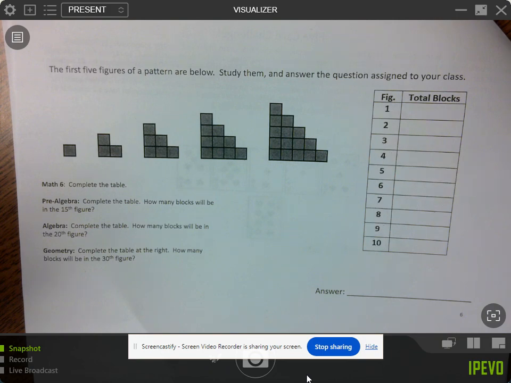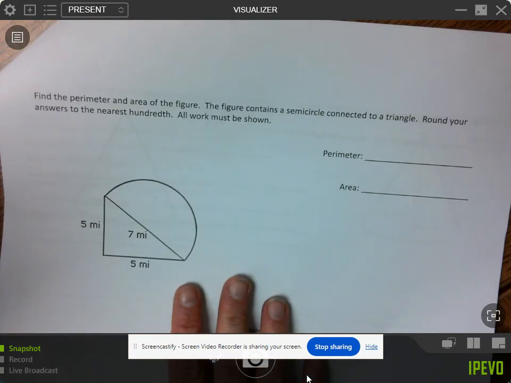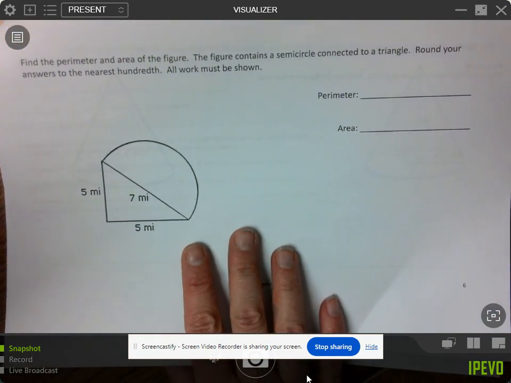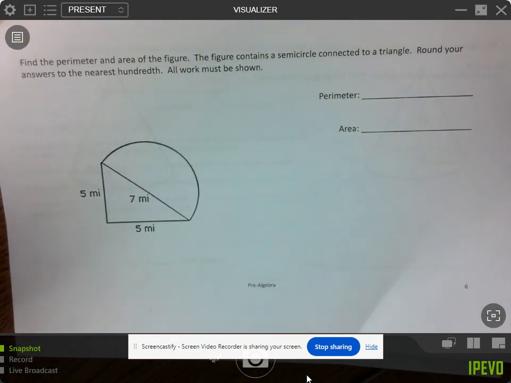Our next packet, or next page, I talked about this in class. Nope, not this one. For this one, perimeter and area, remember to find the perimeter of a circle is the circumference. So circumference is pi times the diameter, or pi times 2r. Remember, it is a half circle, so you need to divide it by 2.